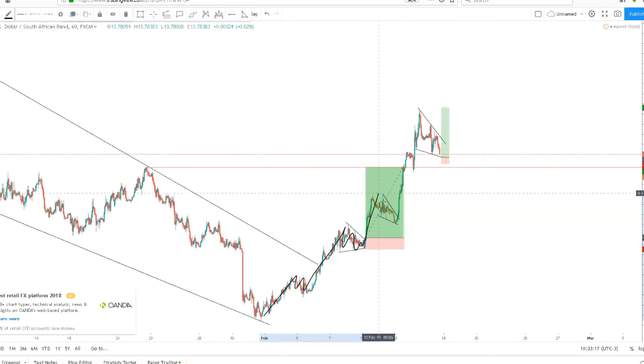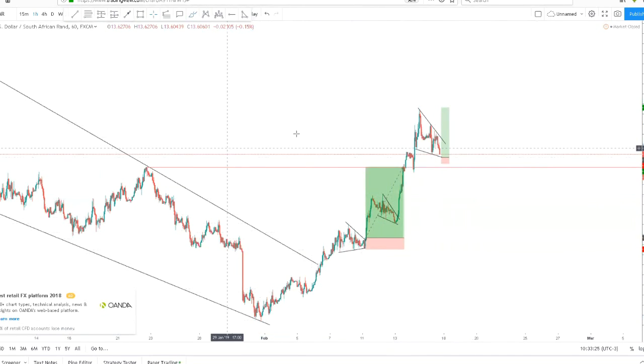This impulse, this correction, impulse, correction, then that impulse to the upside. The market moves like this. This is how the market moves. So this is how we are able to just anticipate these future moves. So here currently we're just waiting for market price to give us some type of rejection.